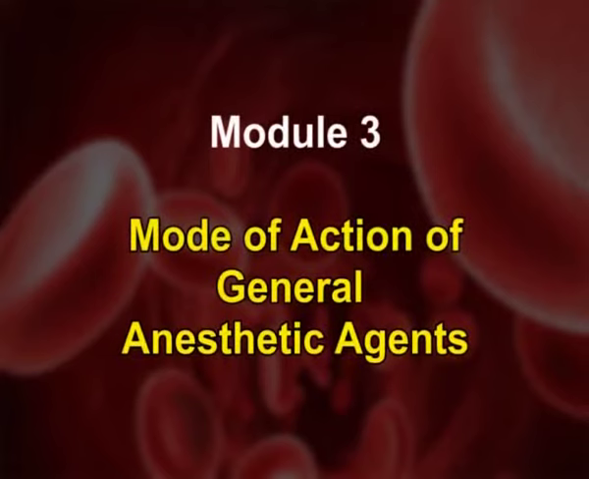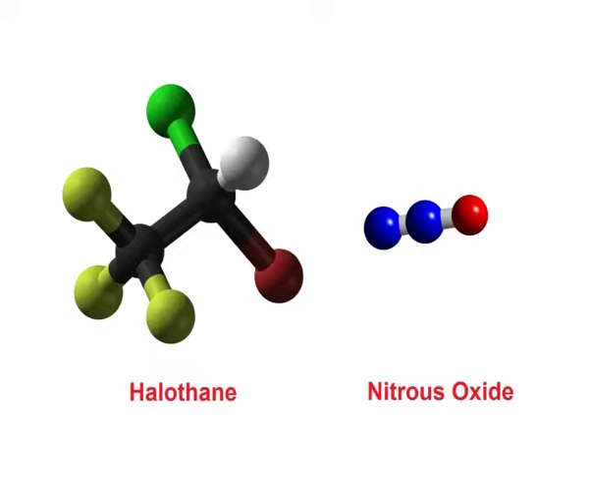Module 3 is about the mode of action of general anesthetic agents. The mechanism of action of the inhaled anesthetics is not exactly known. Unlike most drugs, inhalation anesthetics, which include substances as diverse as halothane, nitrous oxide and xenon, belong to no recognizable chemical class. The shape and electronic configuration of the molecule is relatively unimportant, and the pharmacological action seems to require only that the molecule has certain physicochemical properties.